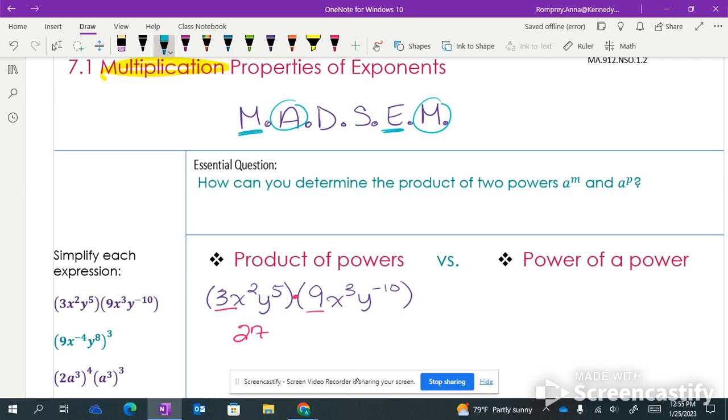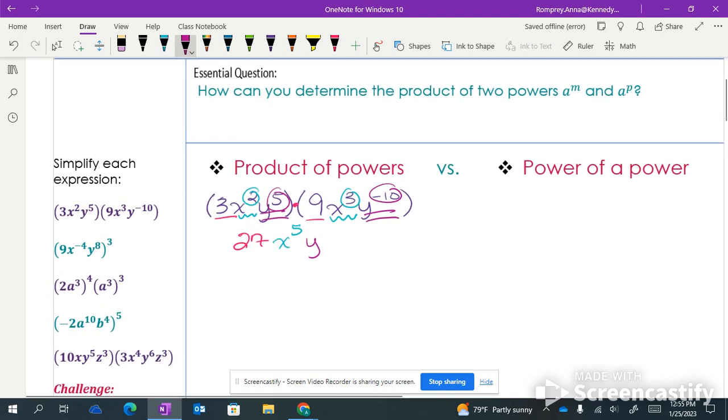And now we go to our exponents. So I've got an x squared and an x cubed, same base of x. So I keep my x. And when multiplying, we add the exponents. So 2 plus 3, 5. And then y to the fifth and y to the negative 10th. So again, same base of y, but when I add a negative 5 and a negative 10, that's going to give me a negative 5.